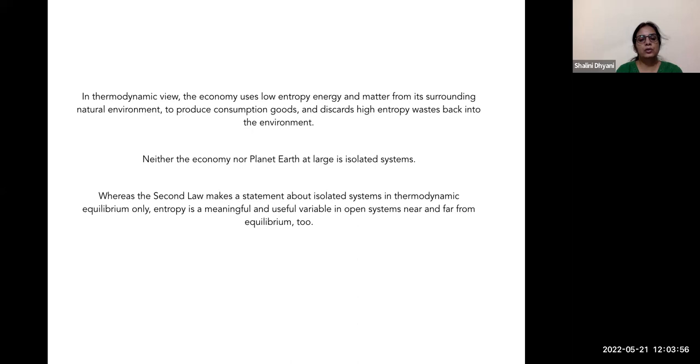And the second law makes a statement about isolated systems in thermodynamic equilibrium only. Entropy is a very important variable in open systems, near and far from equilibrium too. So the second law is relevant in this context, and we can consider it to explain a lot of our planetary problems, especially related to planetary boundaries that I will be discussing.